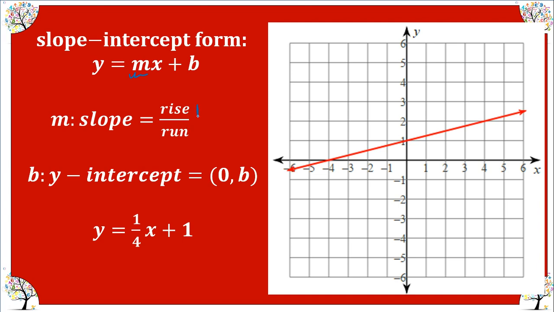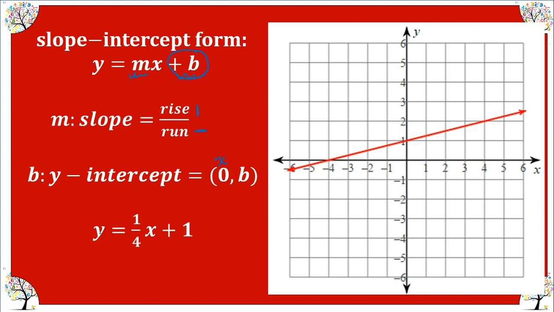So it's the vertical distance compared to the horizontal distance between points. Then the b value is your y-intercept. It is an ordered pair where x is 0. This is also called the starting point. So if we were to graph an equation, we would typically start at the y-intercept, and then we would use our slope to find other points on our line.